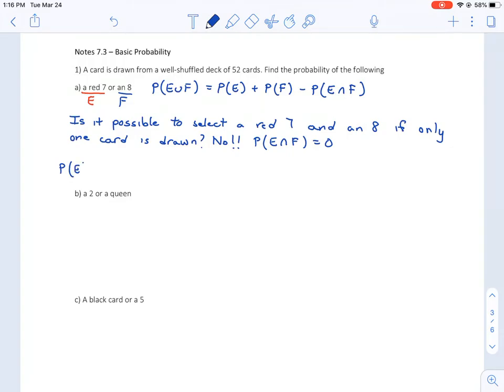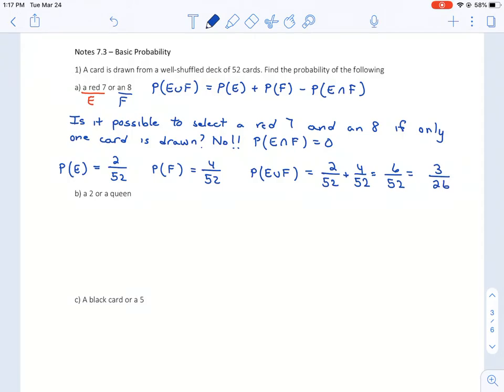The probability that you select a red 7, that is 2 divided by 52. The probability of selecting an 8 is 4 out of 52. So the probability of a red 7 or an 8 is 2 divided by 52 plus 4 divided by 52, which is 6 divided by 52, which is a probability of 3 divided by 26. You may leave your answer as a fraction or a decimal rounded to 4 decimal places. Next question.